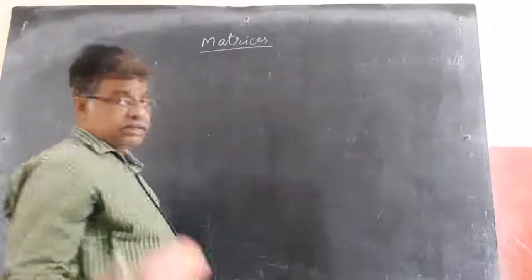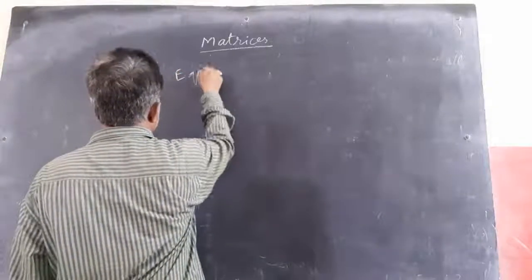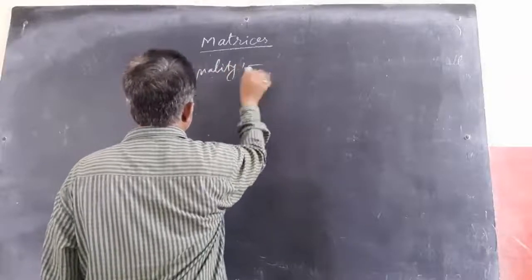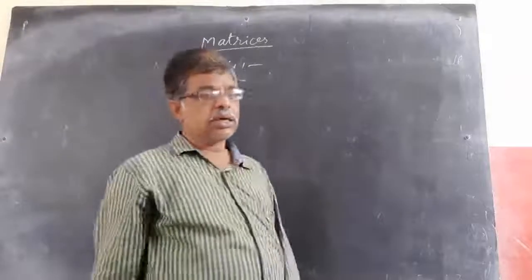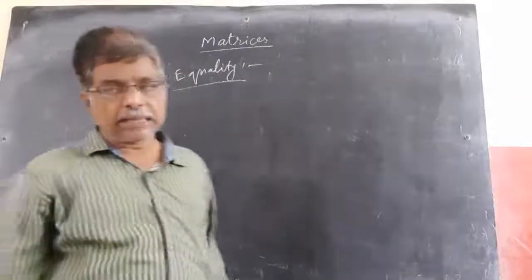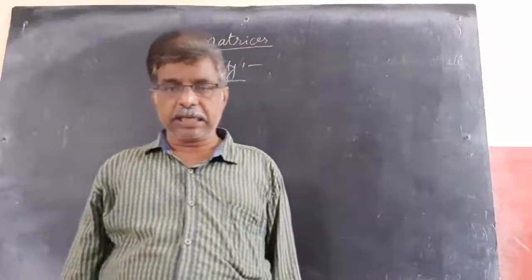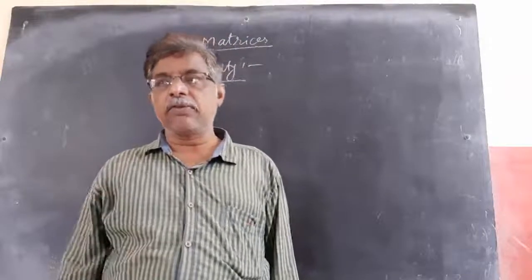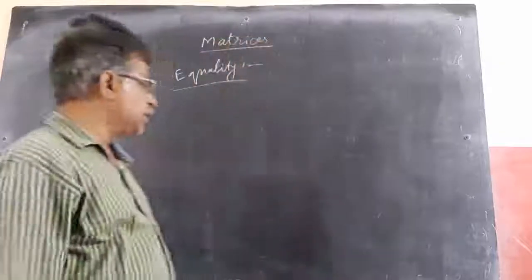Equality of matrices. Two matrices are said to be equal if they are of the same order and their corresponding elements are equal.